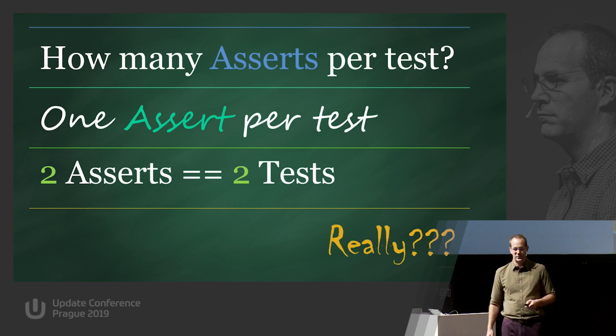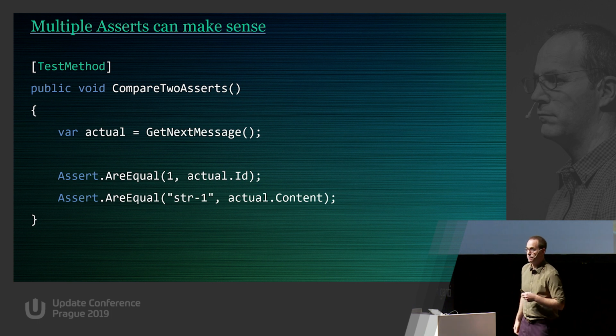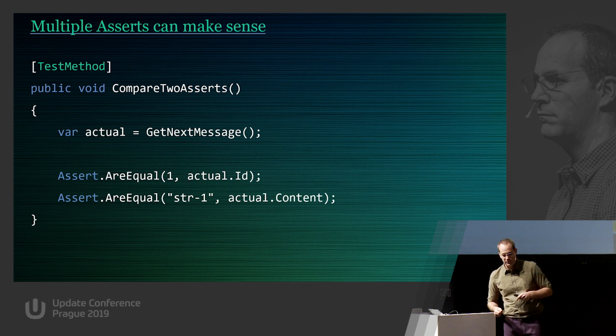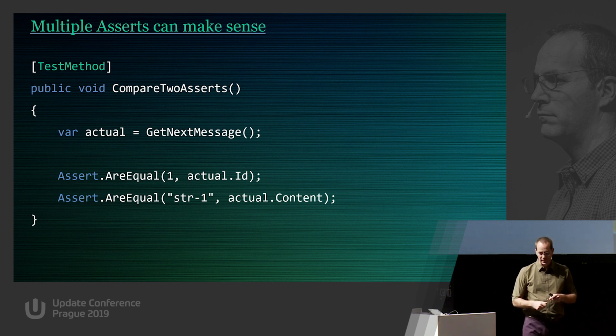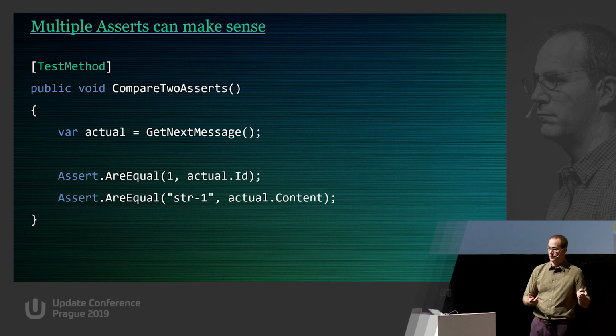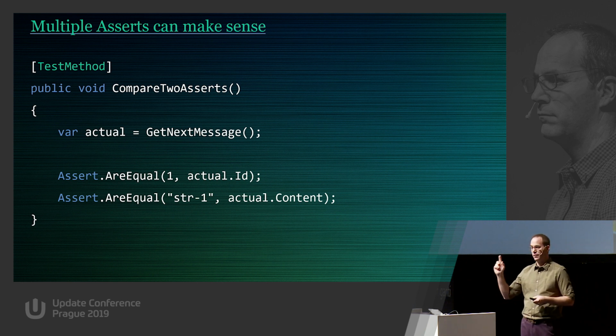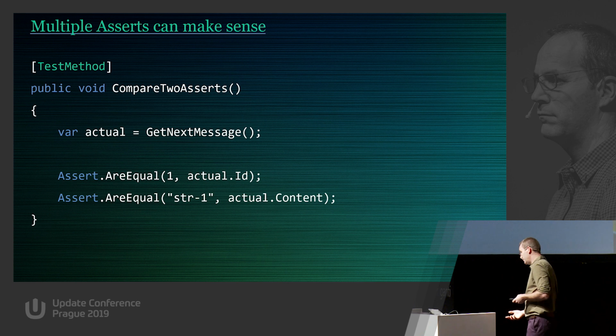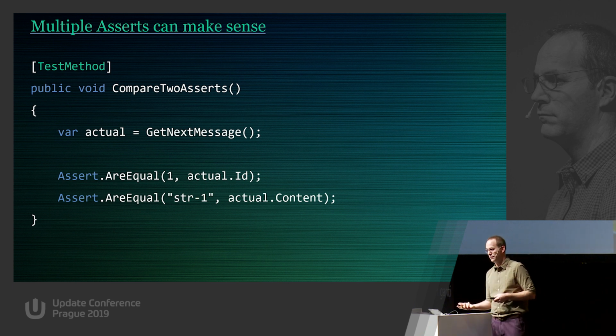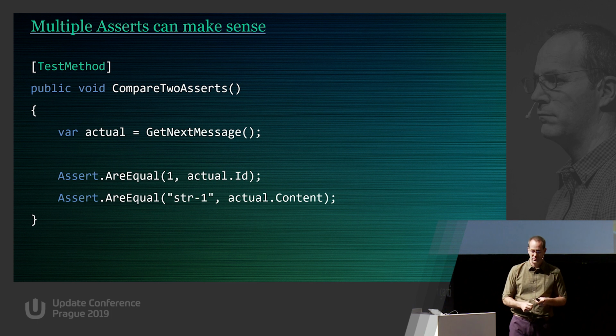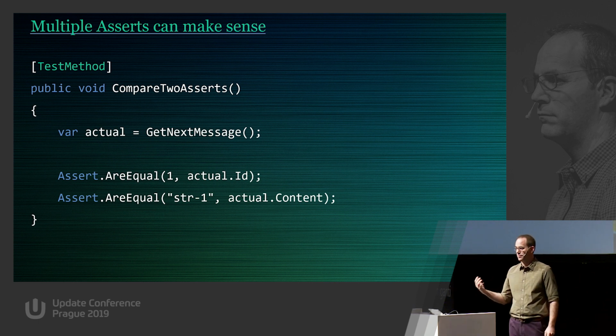It's not really true because of things like this. This is the test from the beginning. I'm essentially testing one thing here, not two. I'm testing the result. The result has an ID and the content, but I am testing one thing. I am using two asserts in order to test one thing because I have to. There are ways around it, we'll get to that. And while it's conceptually the right thing to do, it doesn't make my test a bad test.